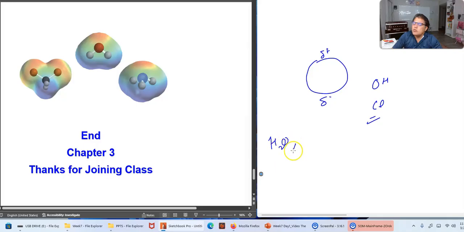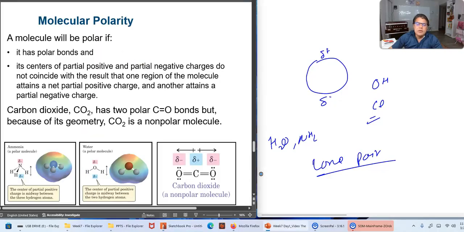For example, H2O and NH3, if they have a lone pair, are also polar. Now I think I forgot to tell you something. A molecule will be polar if it has polar bonds, but there are exceptions. One exception is carbon dioxide. Its bonds are polar because of the electronegativity difference, but the overall resultant is zero. That's why it is not polar.